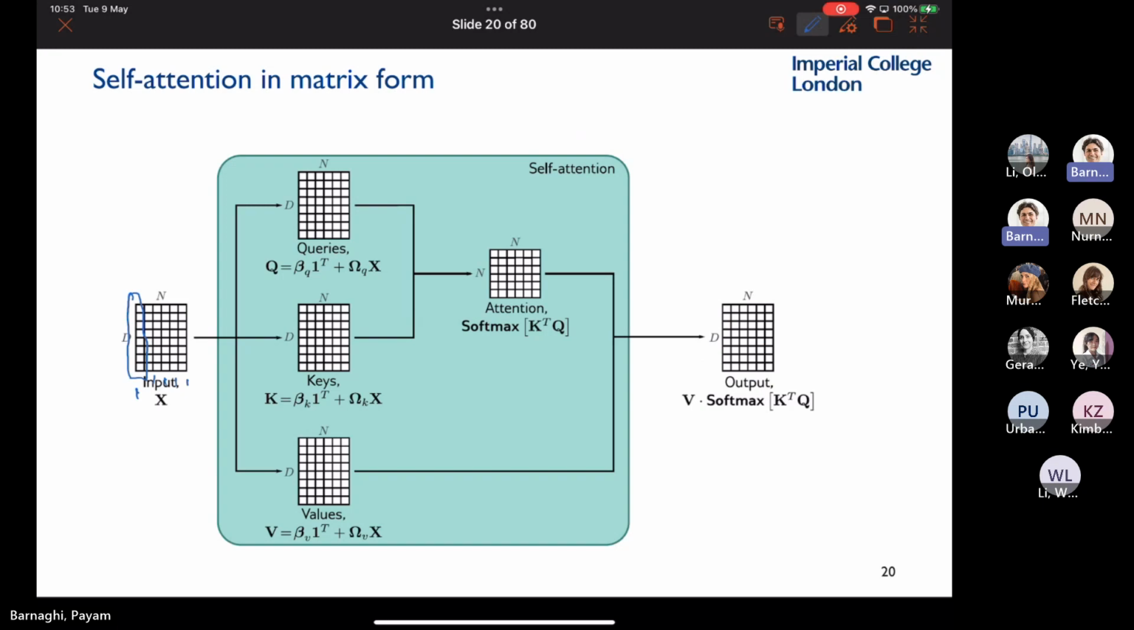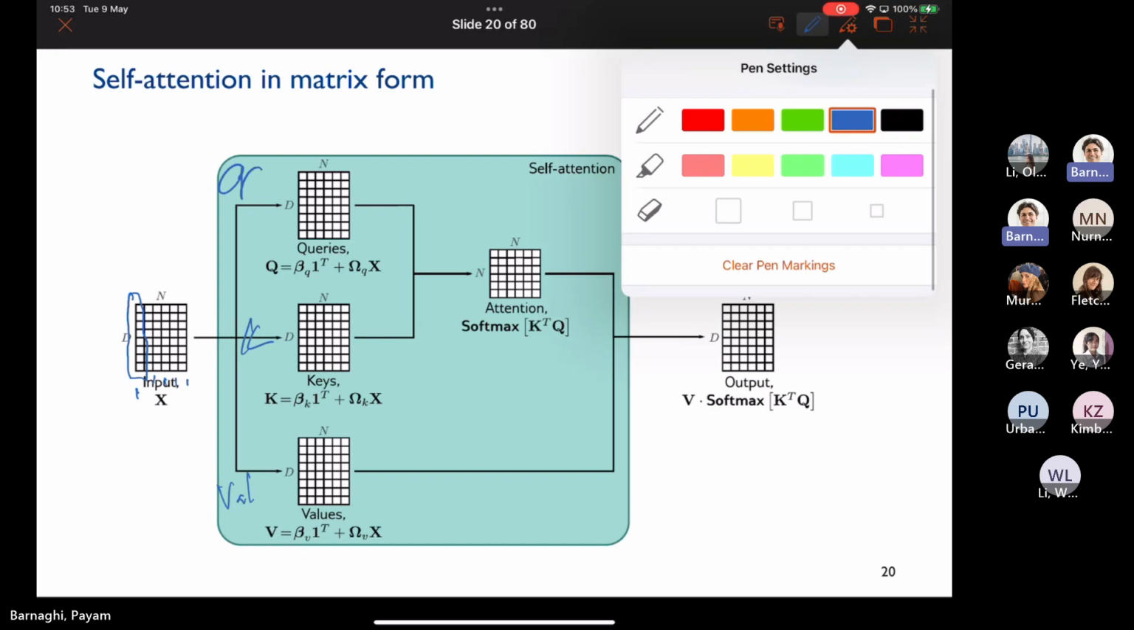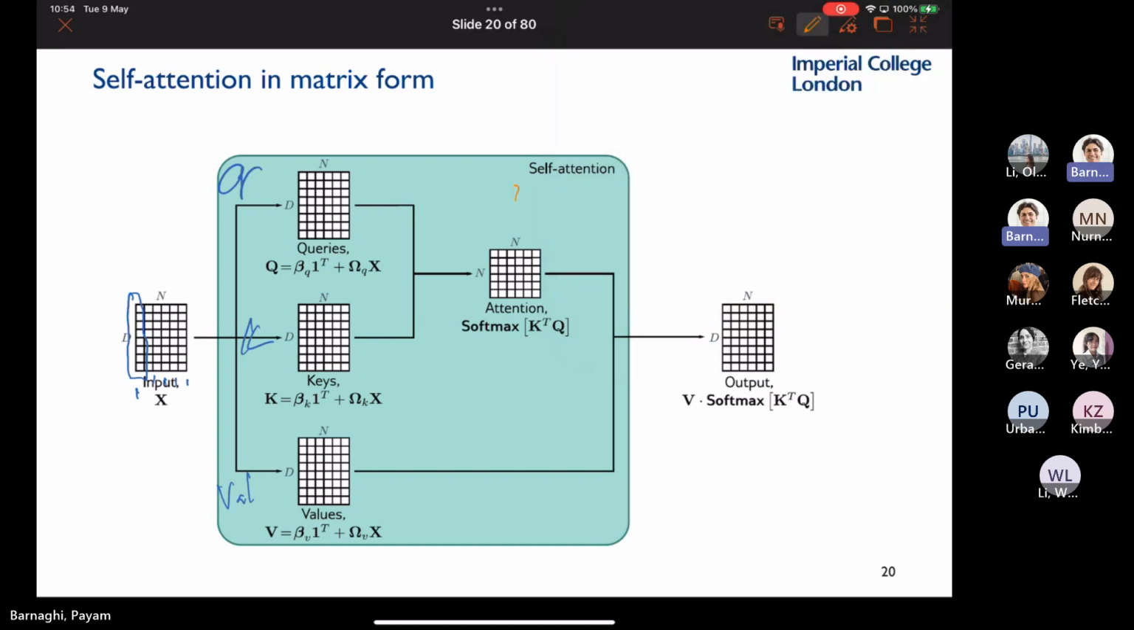Then you now create 3 copies. Up to here, I said you're creating 1 copy. This is a very, very interesting architecture. The first copy will become the query. The second copy becomes the key. The third copy becomes the value. The first 2 copies are used for one purpose: to create the self-attention weights.